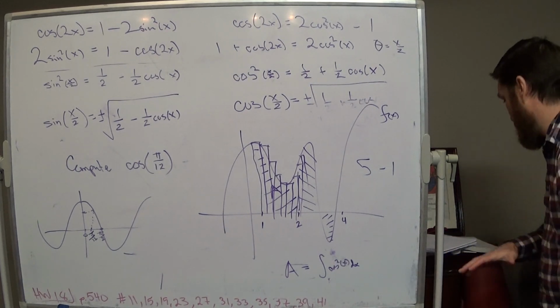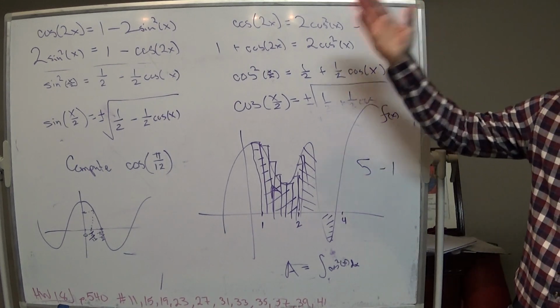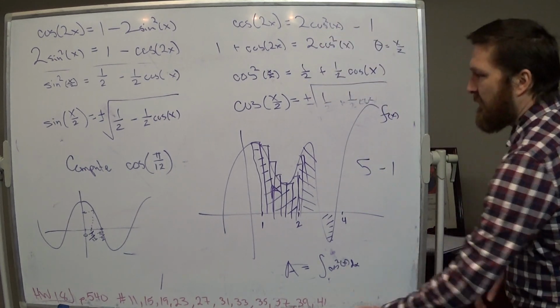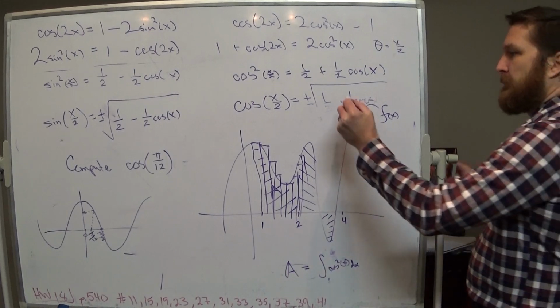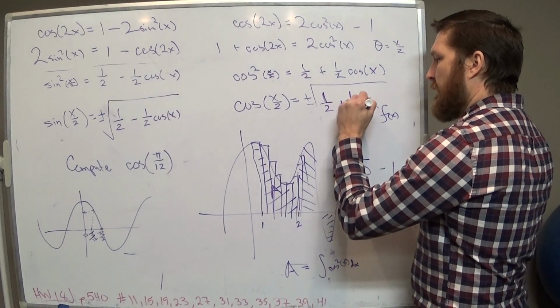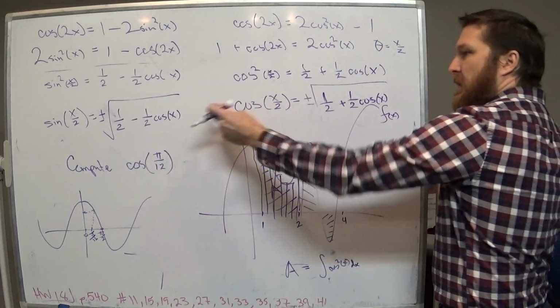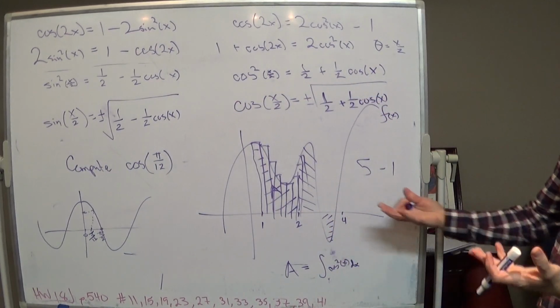Any questions before we go on? Okay. So now we have a formula for these, the half angles, right? We have these guys. We have sine, we have cosine. What are we missing?